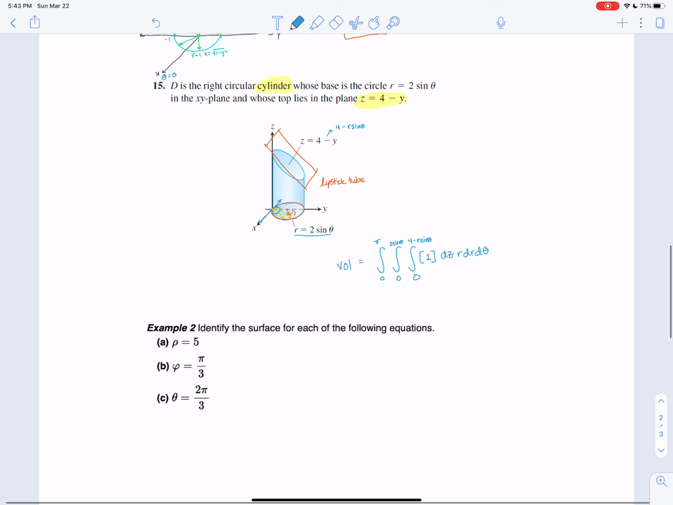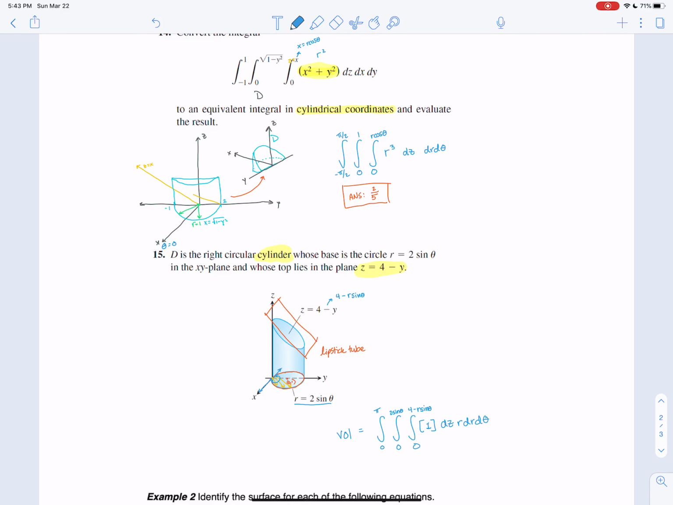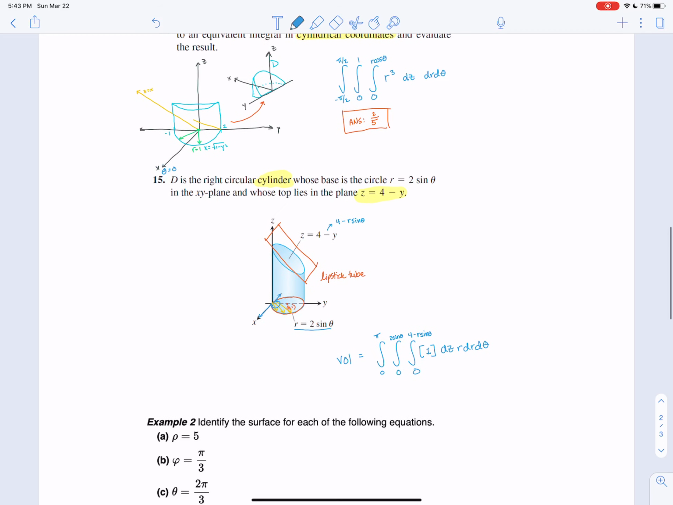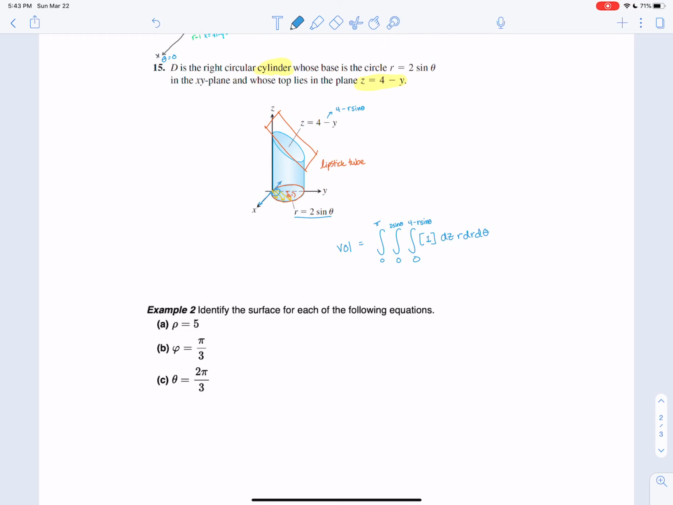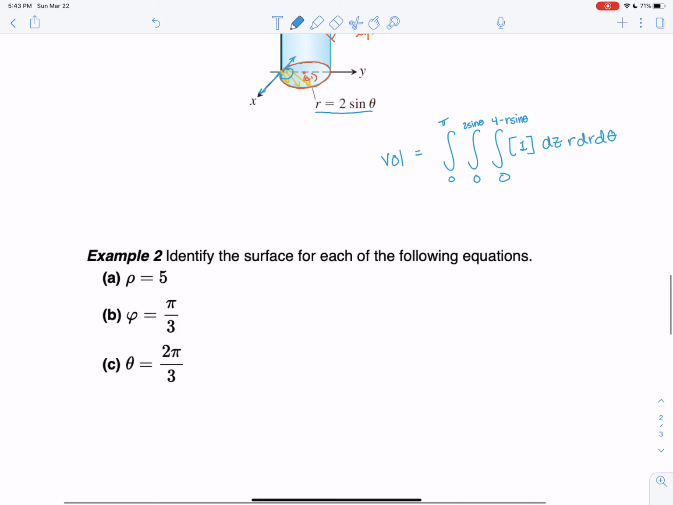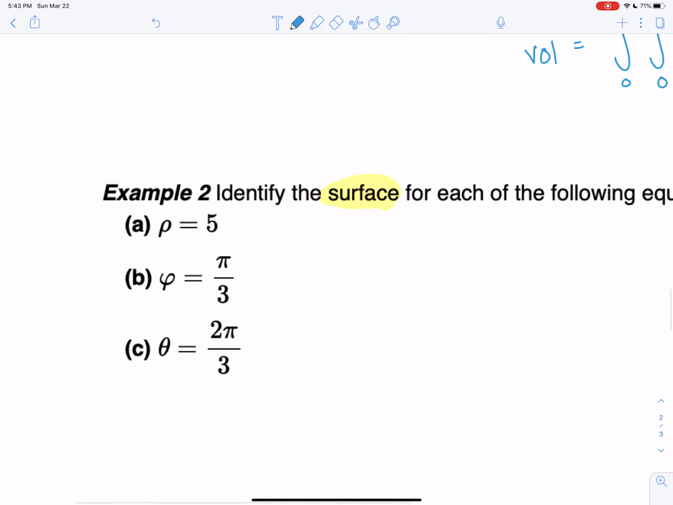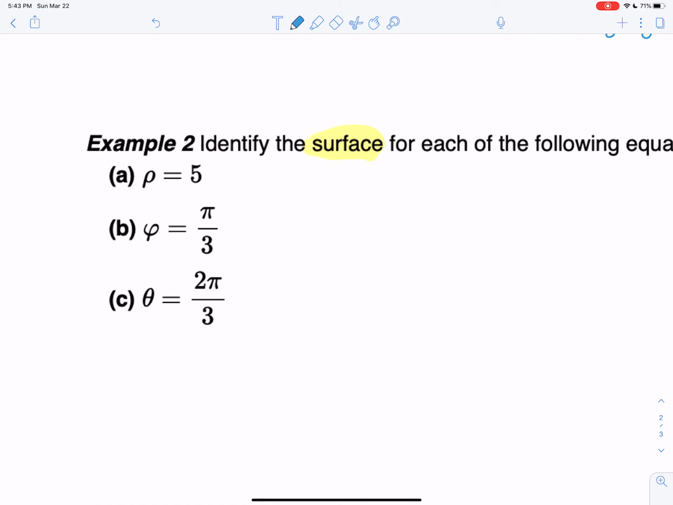Those were two examples of using spherical coordinates, I keep saying spherical, those were cylindrical coordinate problems. Now let's transition to looking at a couple of spherical coordinate problems. In example 2, all we're asked to do is identify the surface for each of the following equations. What this exercise is really doing is showing you the unique properties of the variables that make up the spherical coordinate system. If I was just given rho equals 5, what shape is that?